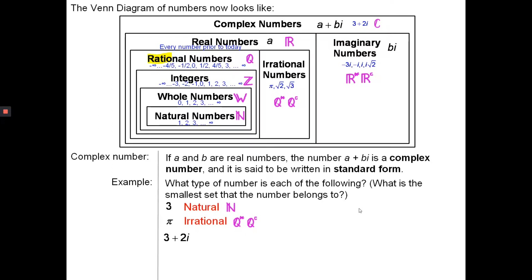3 plus 2i. Those are complex numbers. So that's the C with the bar. Negative 5i. That's an imaginary number. So the R with the star or R with the C. Square root of 2. That's an irrational number. So Q with the star or the Q with the C.